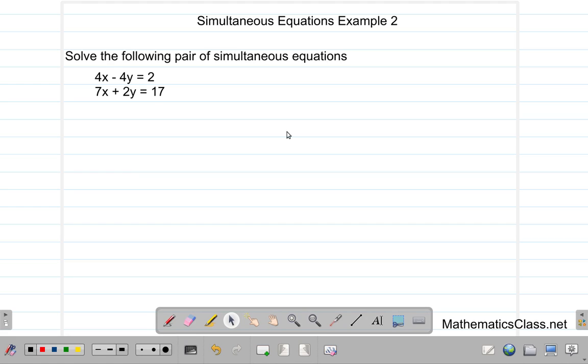Simultaneous equations. Example 2. We must solve this pair of simultaneous equations. 4x minus 4y equals 2. 7x plus 2y equals 17. I want you to pause the video, go ahead and solve it.